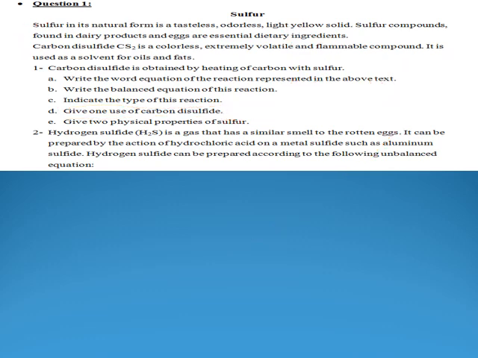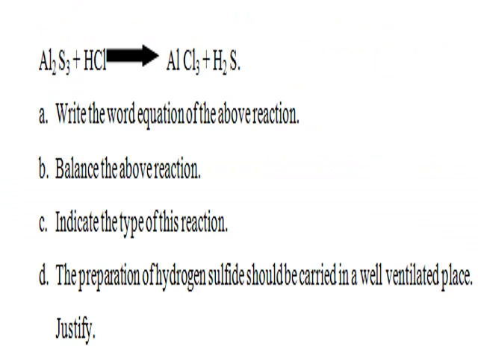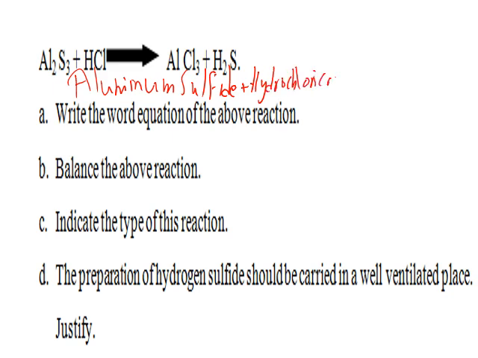Here we're going to move to the reaction. Write the word equation of this reaction. For the word equation, we have Al2S3, so this is aluminium sulfide, plus HCl, hydrochloric acid, gives AlCl3, which is aluminium chloride, plus H2S, hydrogen sulfide.